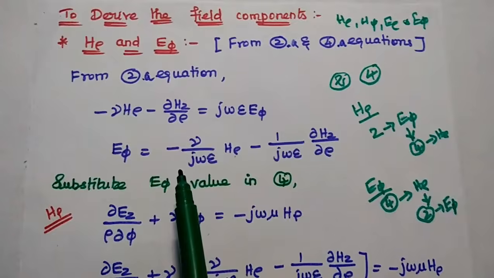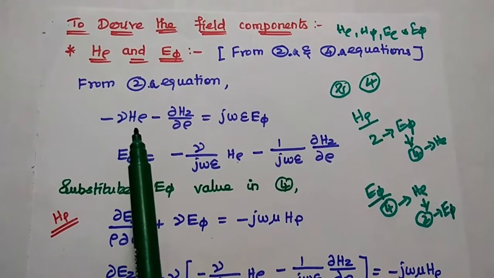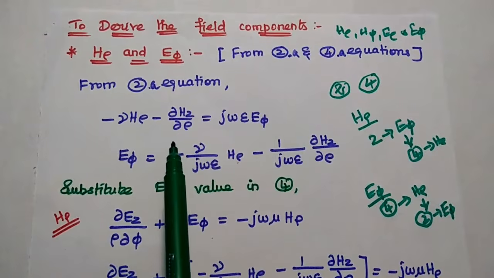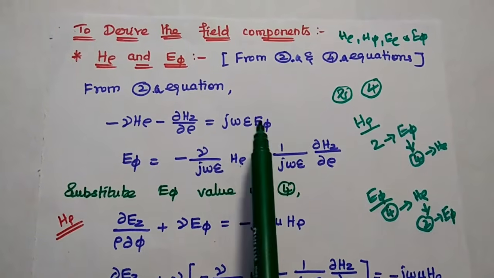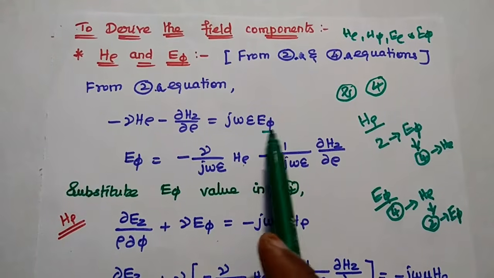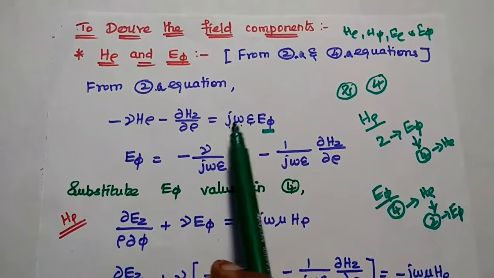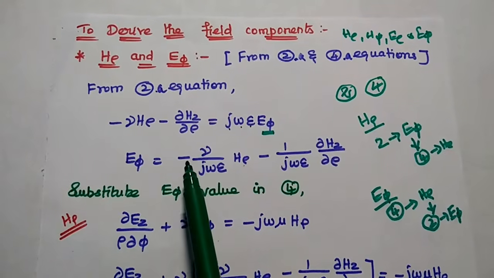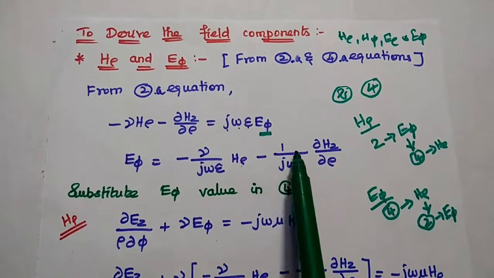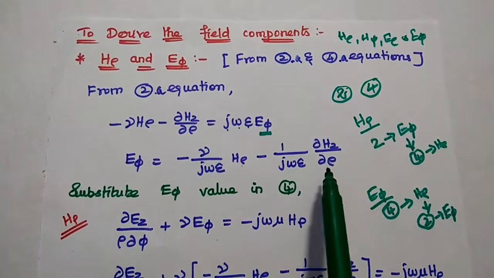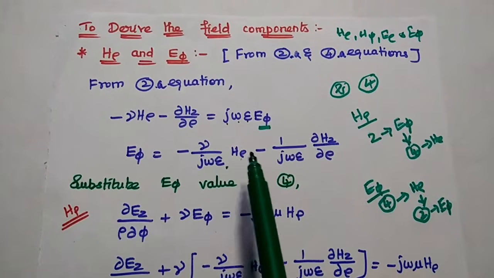Here we are going to take the second equation. Minus γHρ minus ∂Hz/∂ρ is equal to jωε Eφ. From this we can get the value of Eφ. We have to move this jωε to this side. Then we can get Eφ is equal to minus γ/(jωε) Hρ minus 1/(jωε) ∂Hz/∂ρ. Then we have to substitute this value in the fourth equation.